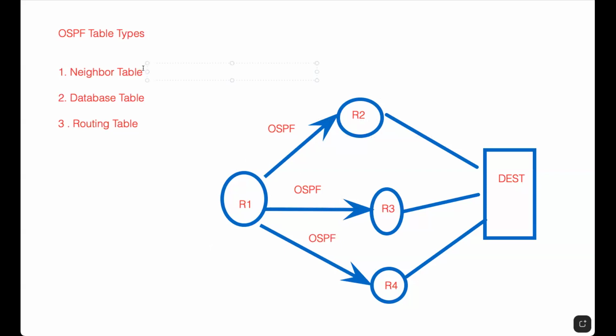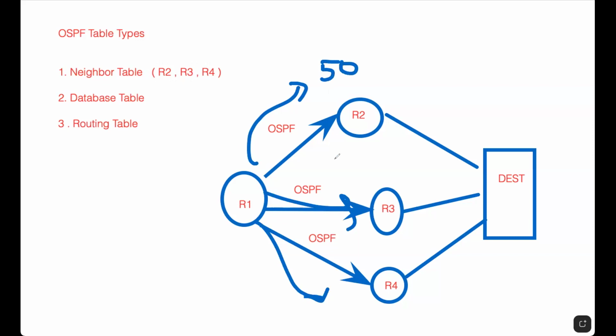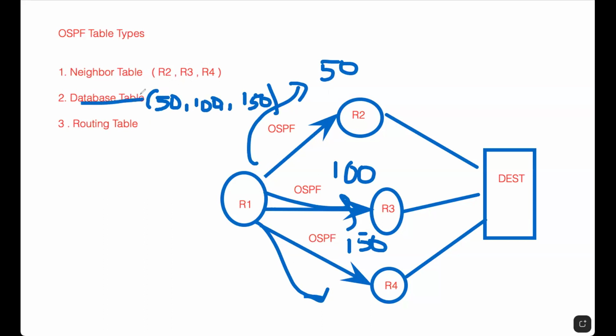So in the neighbor table of OSPF R1, you will see the neighbors R2, R3, and R4. In the database table, it will see what are the best paths to reach the destination. You have path 1, path 2, path 3. Let's say the metric here is 50, here is 100, and here is 150. So you will see the database table with all the available paths, the 50 path, 100 path, and 150 path. All the routes are available in the database table.